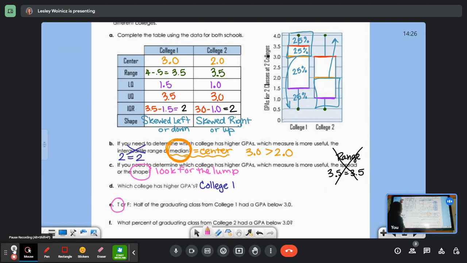Yeah, 75%. Because this is 75. Oh, sorry guys, that's 25%. Fake news, fake news. This is 25%. This is 25%. And this is 25%. So it's 75 altogether. And that's the end.